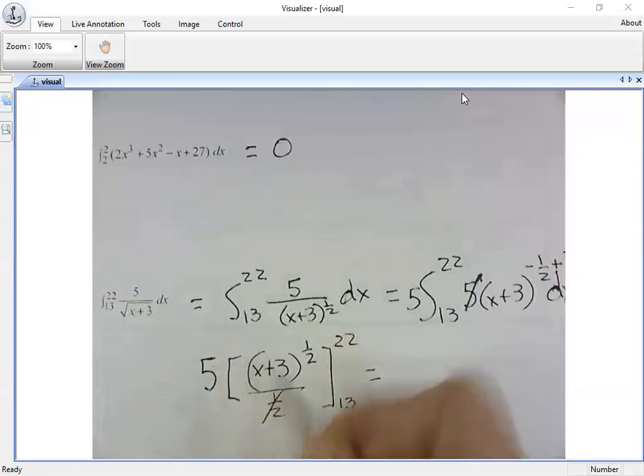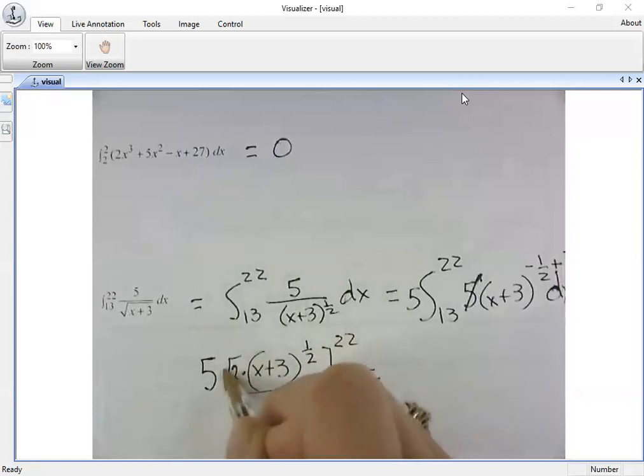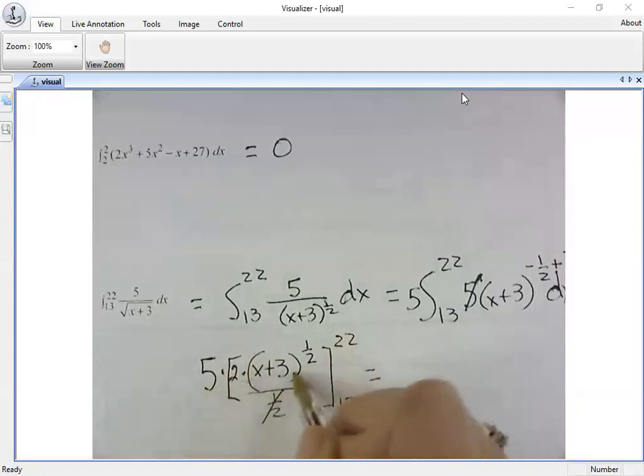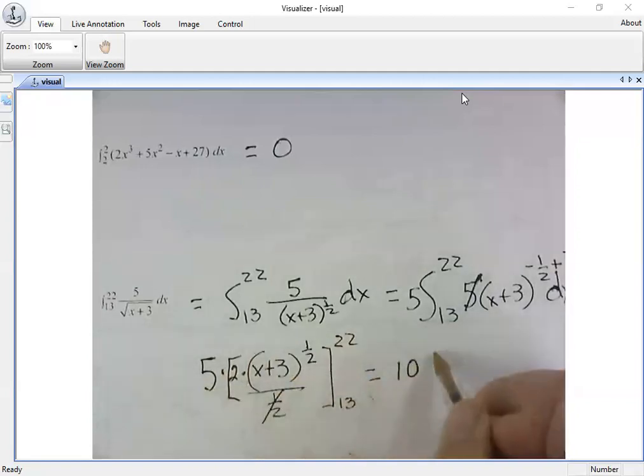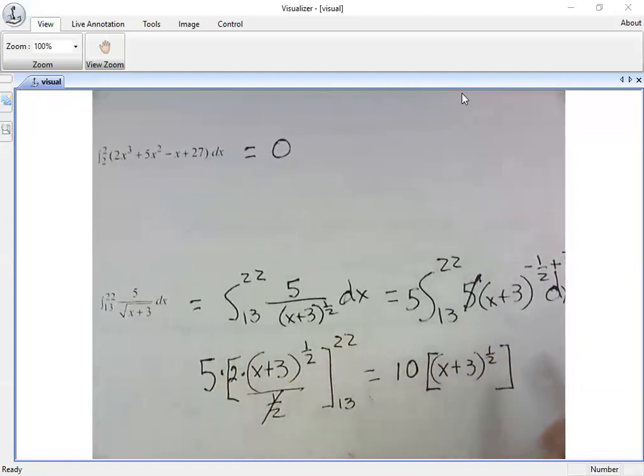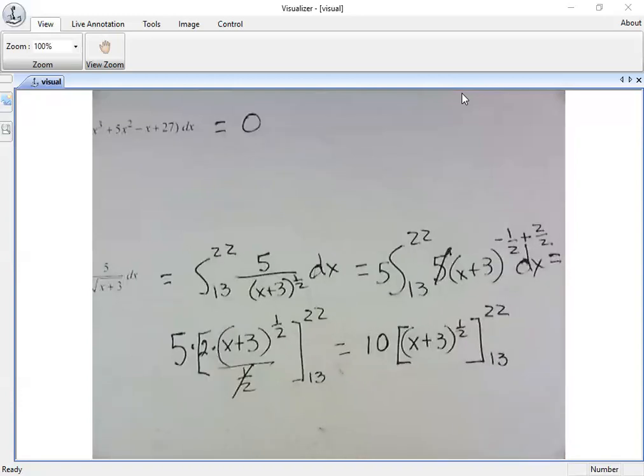Times 2 over 1. So I could think of this as 5 times 2 times this. So that's 10 times the x plus 3 raised to the 1/2 power. And we're going to plug in, going from a lower limit of 13 to an upper limit of 22. Okay so far? All right.